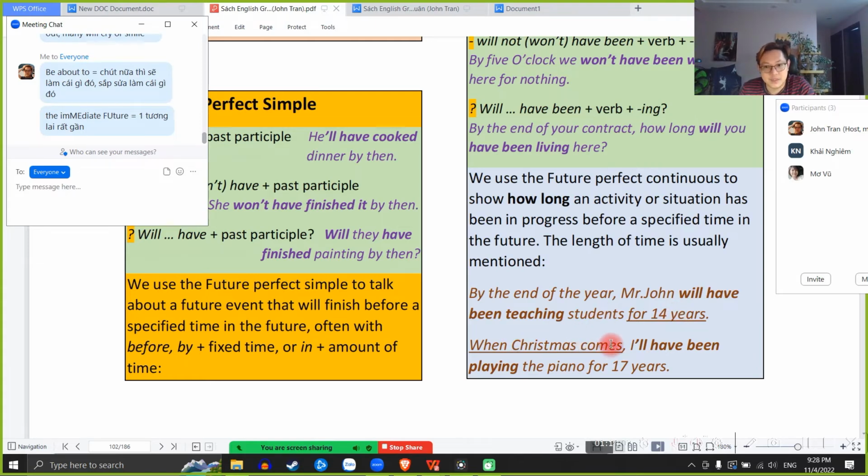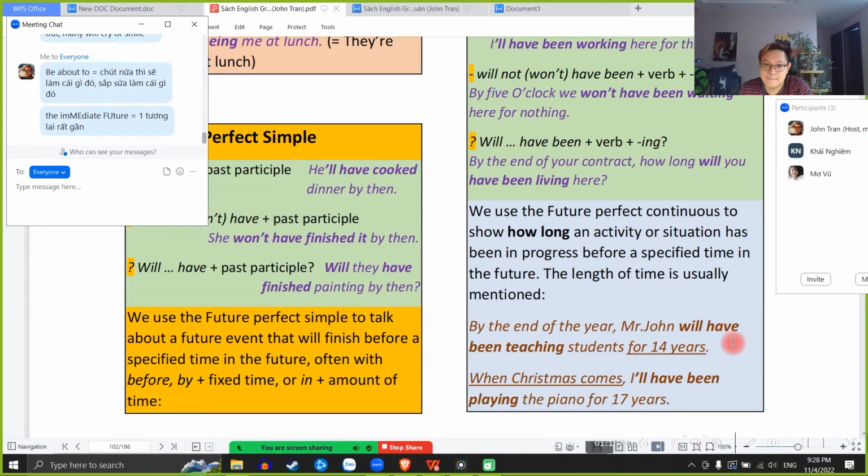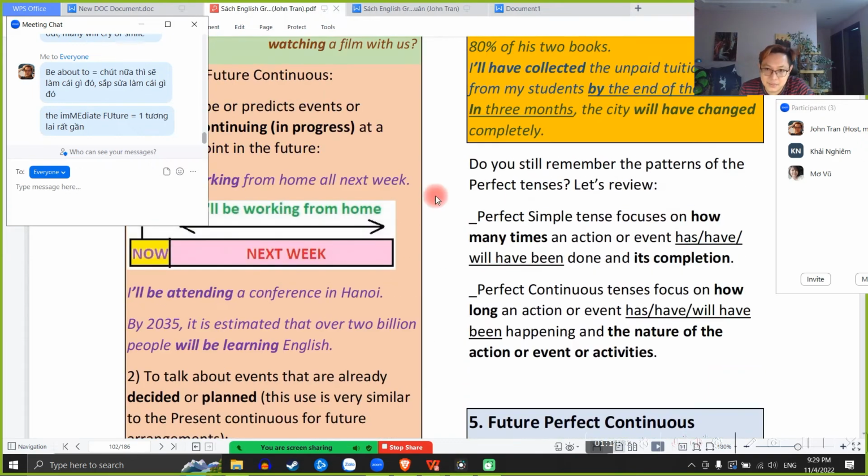When Christmas comes, khi Giáng sinh tới nè, đó là thời gian, this is a time, length of time. Khi Giáng sinh tới, when Christmas comes, khi Giáng sinh đến chứ. I'll have been playing the piano for 17 years. Khi Giáng sinh đến, tôi sẽ đã và đang chơi piano được 17 năm rồi. Các bạn hiểu cái logic này, right? You understand this logic, right? Yes. Mình hiểu cái rules, cái quy luật chung này là mình sẽ nhớ được thôi. Just remember those rules and you can understand everything clearly.